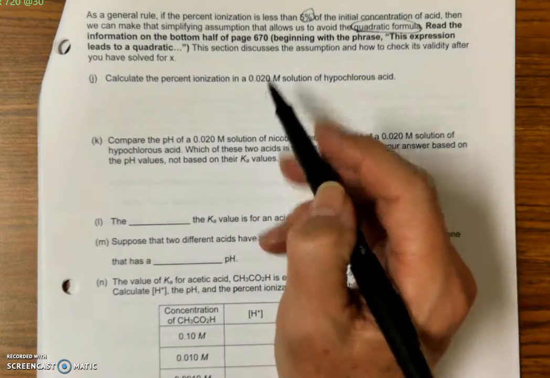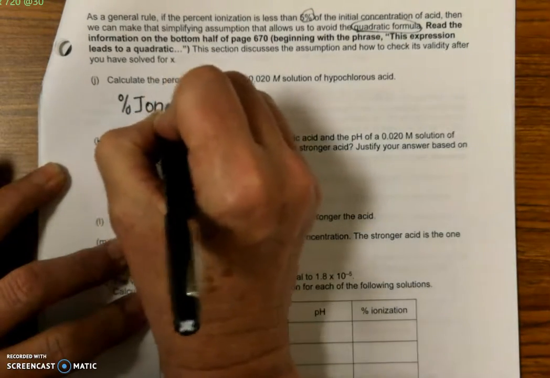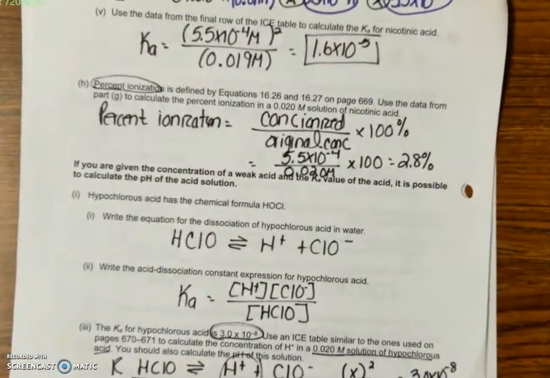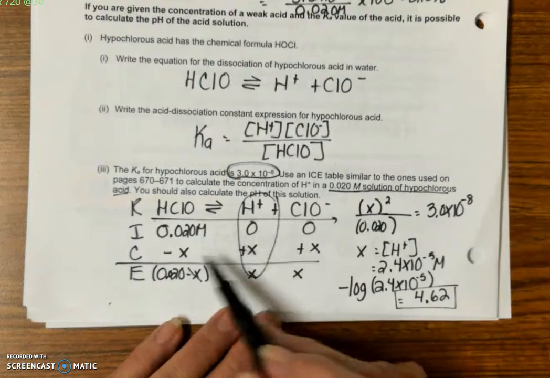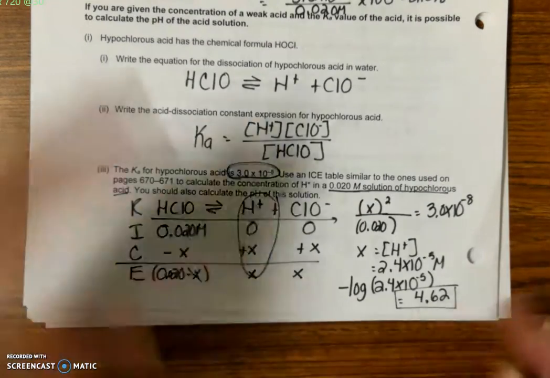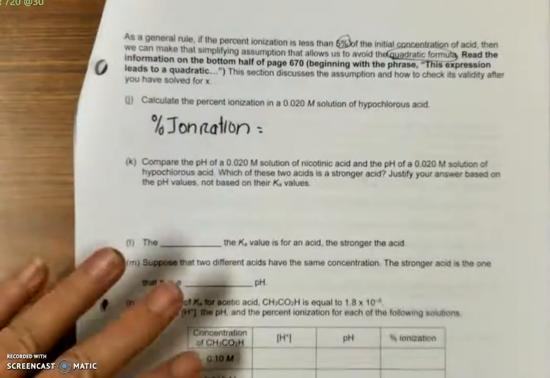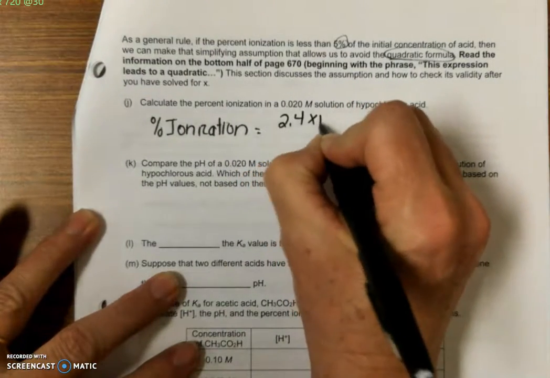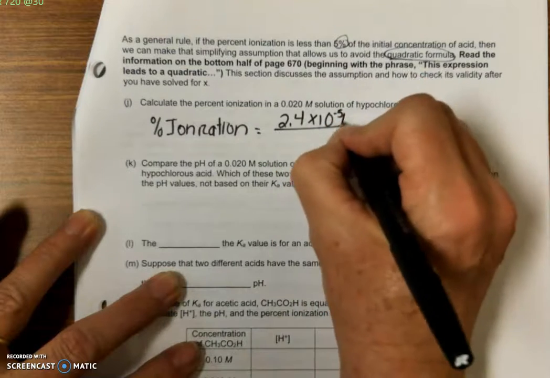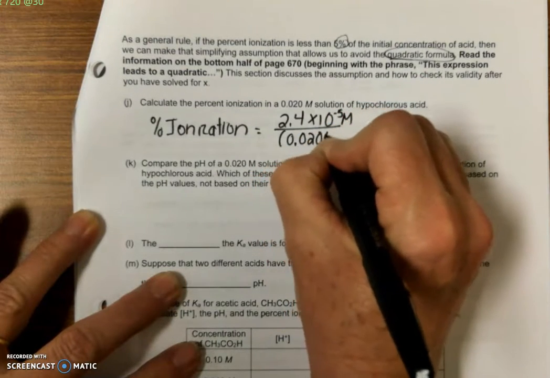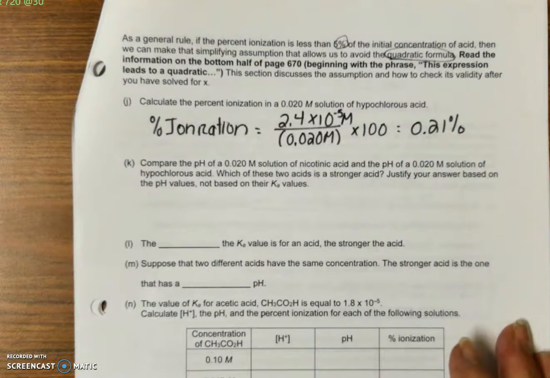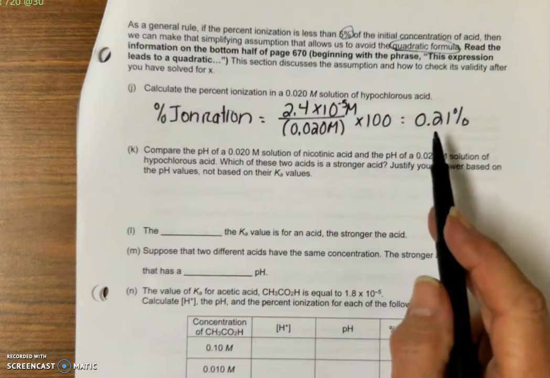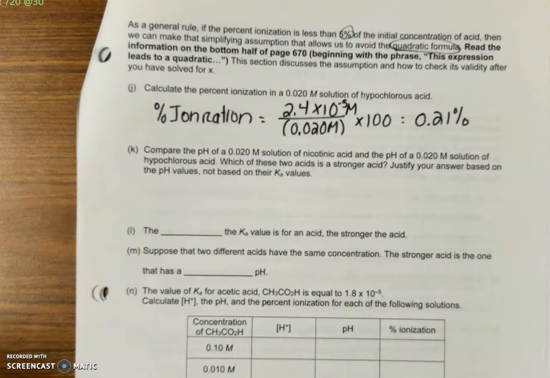So let's do that. So my percent ionization is what? It's going to be my change. So let's go back over here. What was X, right? There's X, that's my change. That's how much dissociated, right? That's how much acid went to ions. So that's going to be 2.4 times 10 to the minus 5 divided by my initial concentration times 100, and that's going to equal 0.21%. So that's good. That means that if it's below 5%, then I was allowed to cross off that X. It's just not significant.